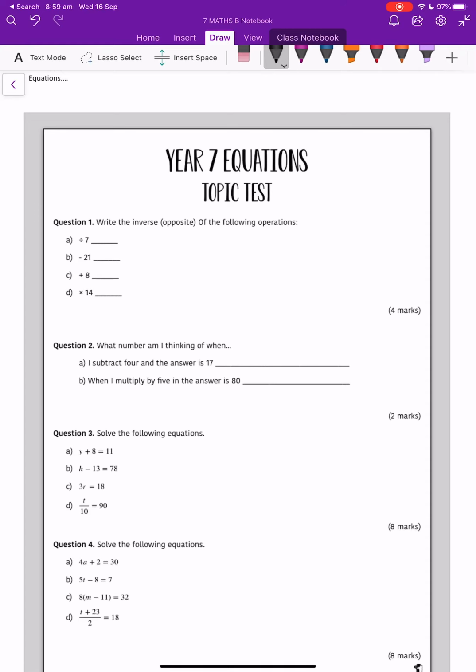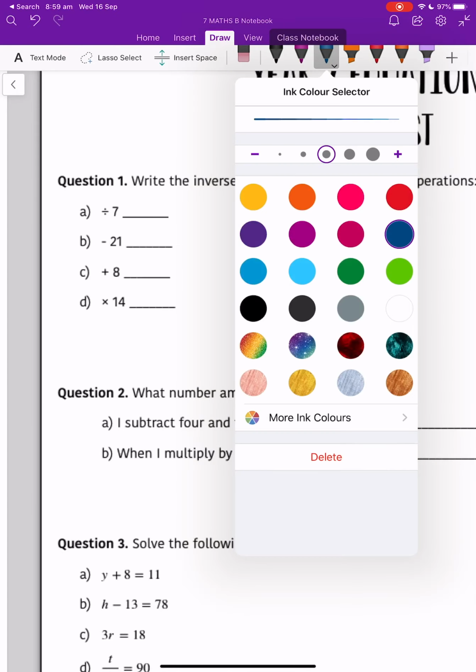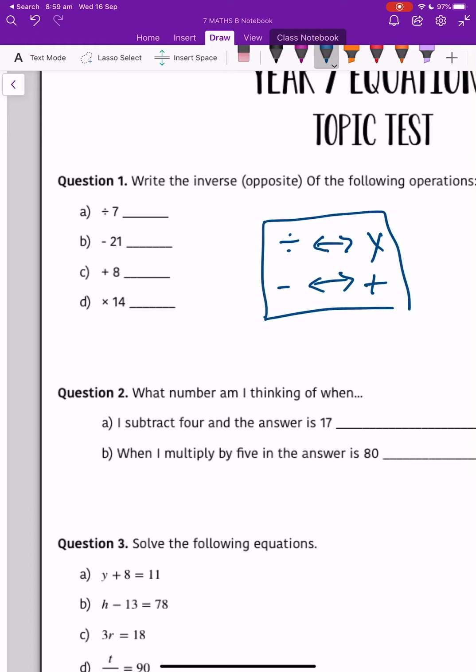So for question 1, it says, write the inverse, so that's the opposite, of the following operations. So an operation is something we do to numbers, okay? So divided by 7, the opposite of divide is to multiply. So you need to remember this for our test, okay? The opposite to subtract is to add and vice versa, okay? So that's really, really important. Okay, the opposite of dividing by 7 is to multiply by 7.